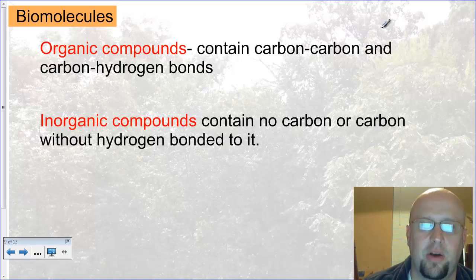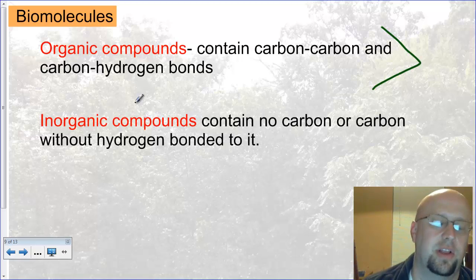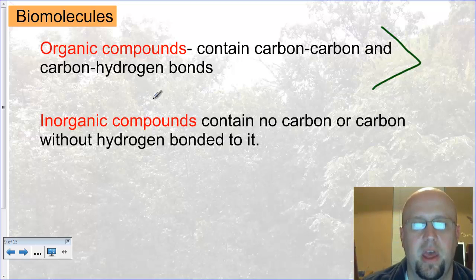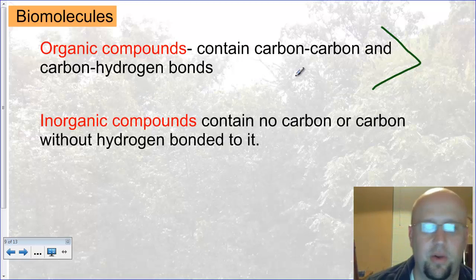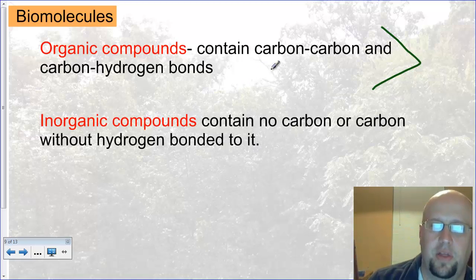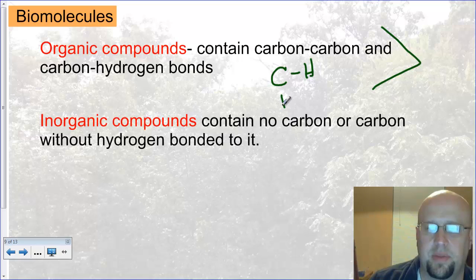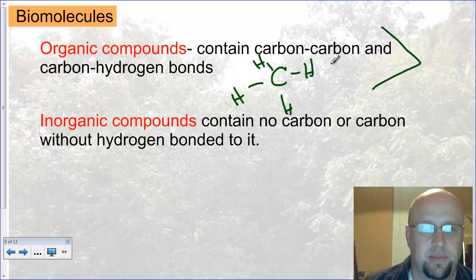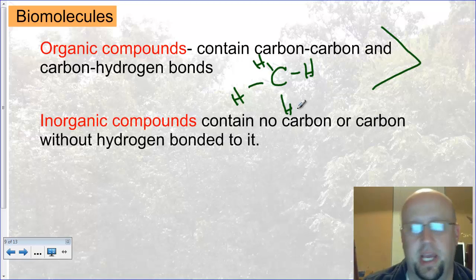Now, most biomolecules fit into this category, that they are organic compounds. They're going to contain a lot of carbon, and they're going to have a lot of carbon-carbon or carbon-hydrogen bonds. So the simplest example of a good organic compound would be something like methane, which is CH4, that you probably used a lot last year in chemistry. Alcohols are examples of those, ethers, esters, all of those things. Most of the other biomolecules that we're going to talk about are organic compounds.